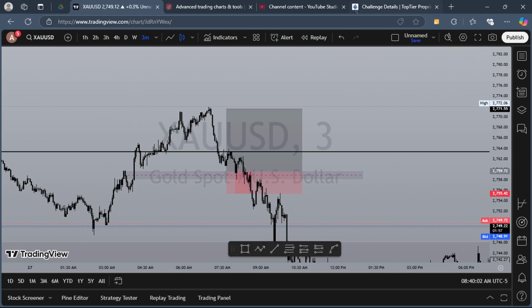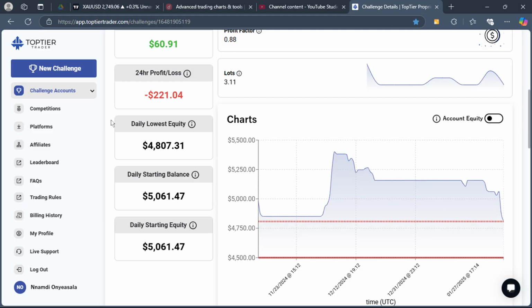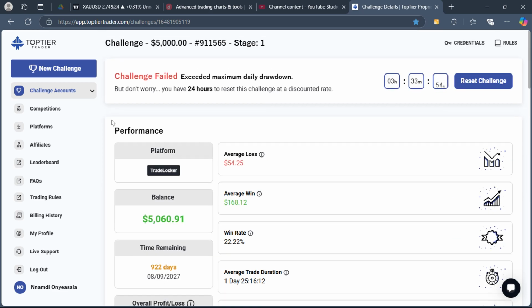So this is a Top Tier Trader account, right? This is an account I got from Top Tier when I passed their course, right? So I've been trading on it. I made my first execution on it on the 12th of November last year, and I've been aiming to pass the account.